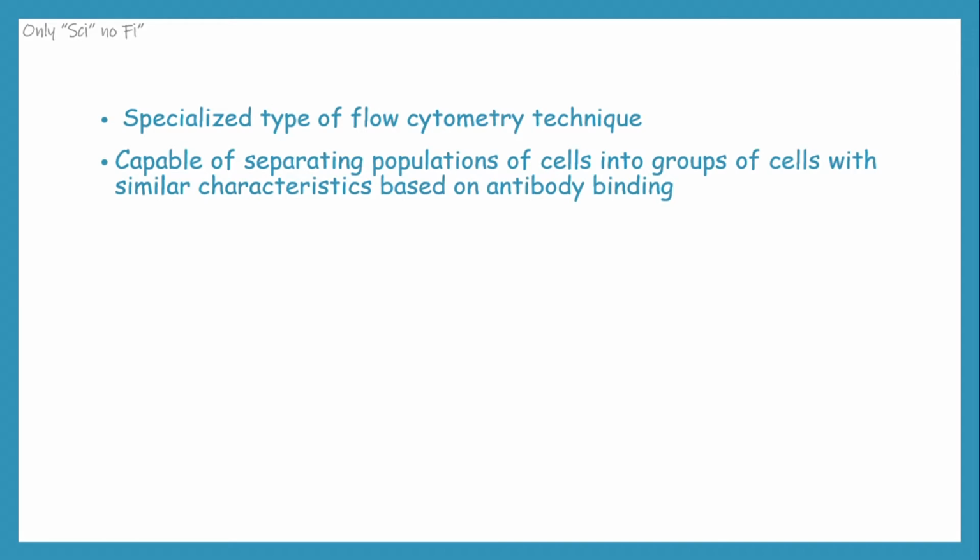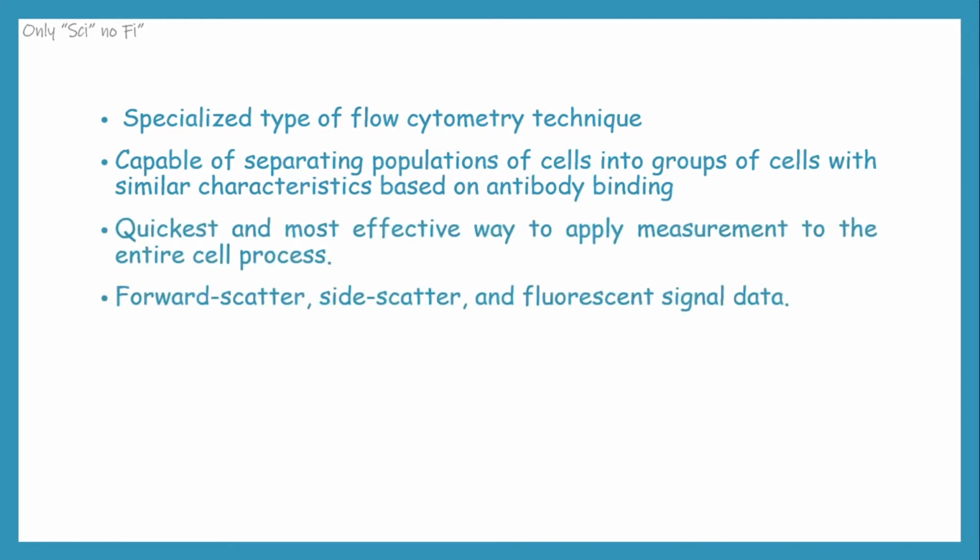Now, FACS is used to sort different types of cells, and it is the quickest and the most effective way. It is based on the principle of forward scatter and side scatter, as I already mentioned in the previous video, and along with those two, fluorescent signal data. How? I'll be talking about that in a minute.